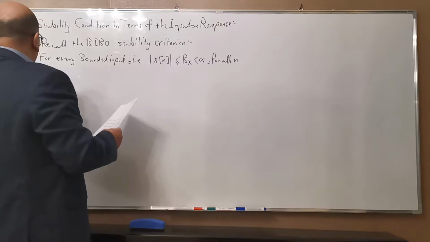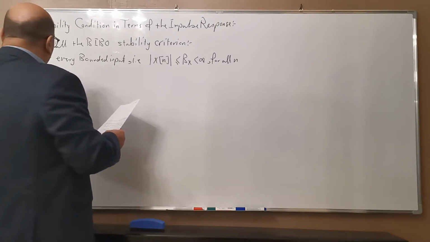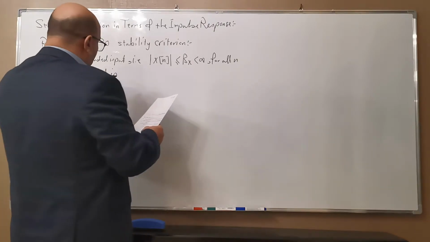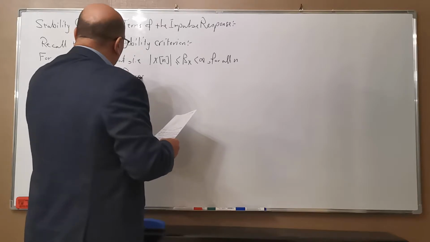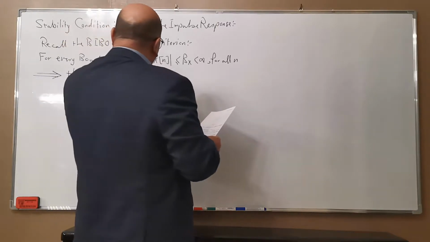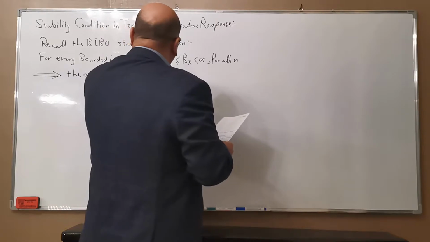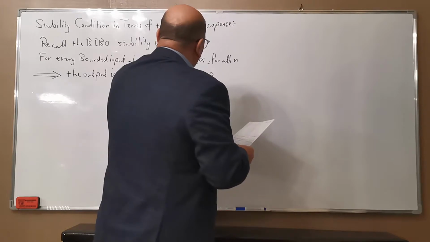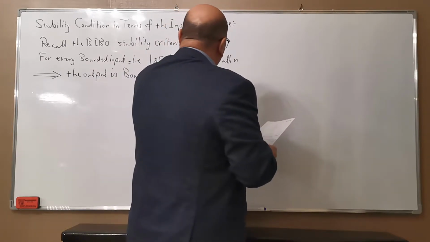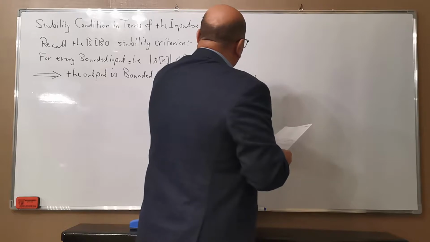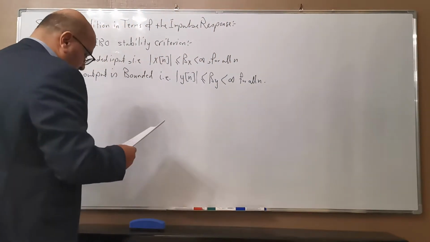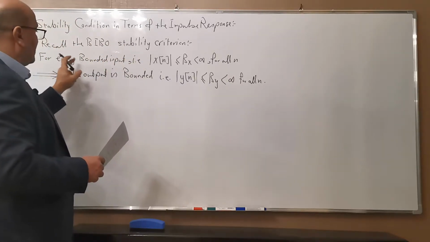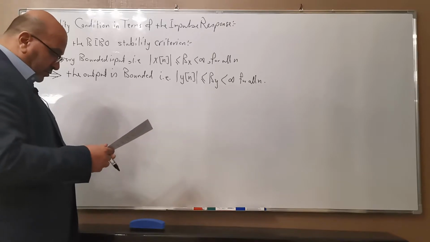This implies the output is bounded. بمعنى آخر, the absolute value of y of n less than or equal beta y less than infinity for all n. So this is the BIBO stability criterion. For every bounded input, the output is also bounded.